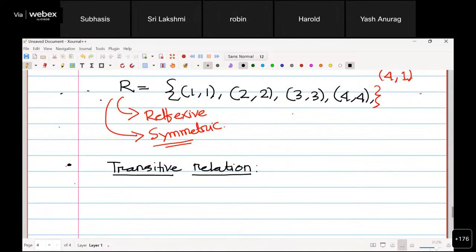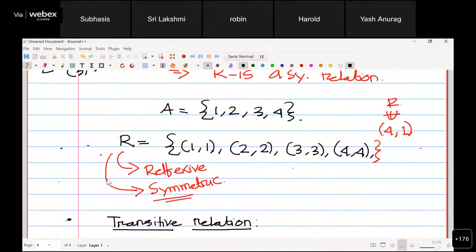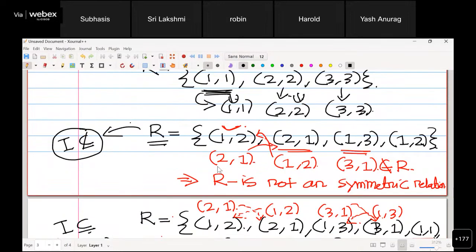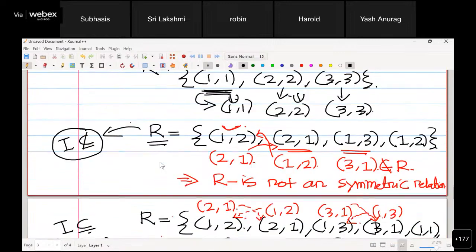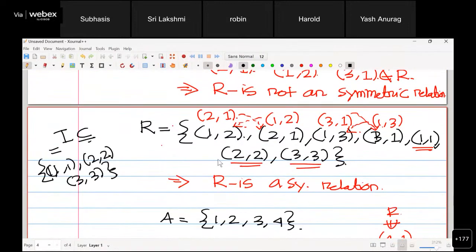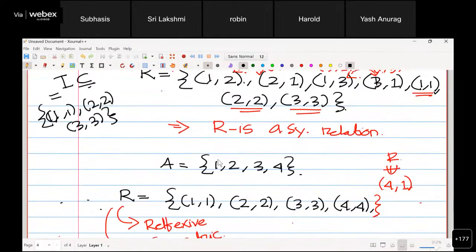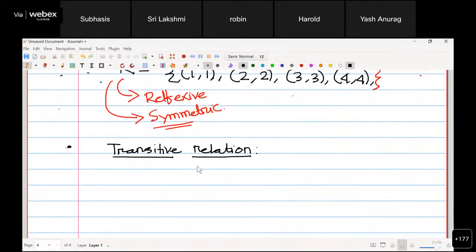Okay. So the next thing is transitive. Checking transitive is slightly tricky. It's not difficult, but checking symmetry and reflexive are actually pretty easy, so you don't have to do much work. Checking transitive is slightly trickier than the previous things that we discussed.